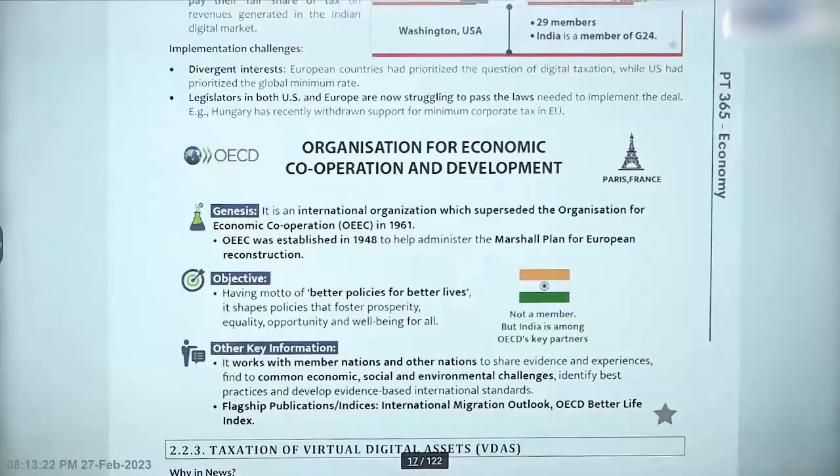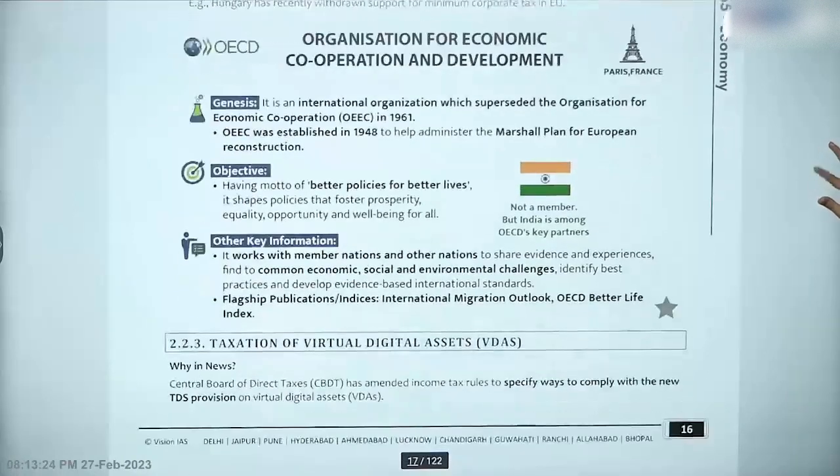Next, taxation on virtual digital assets, we'll start tomorrow.